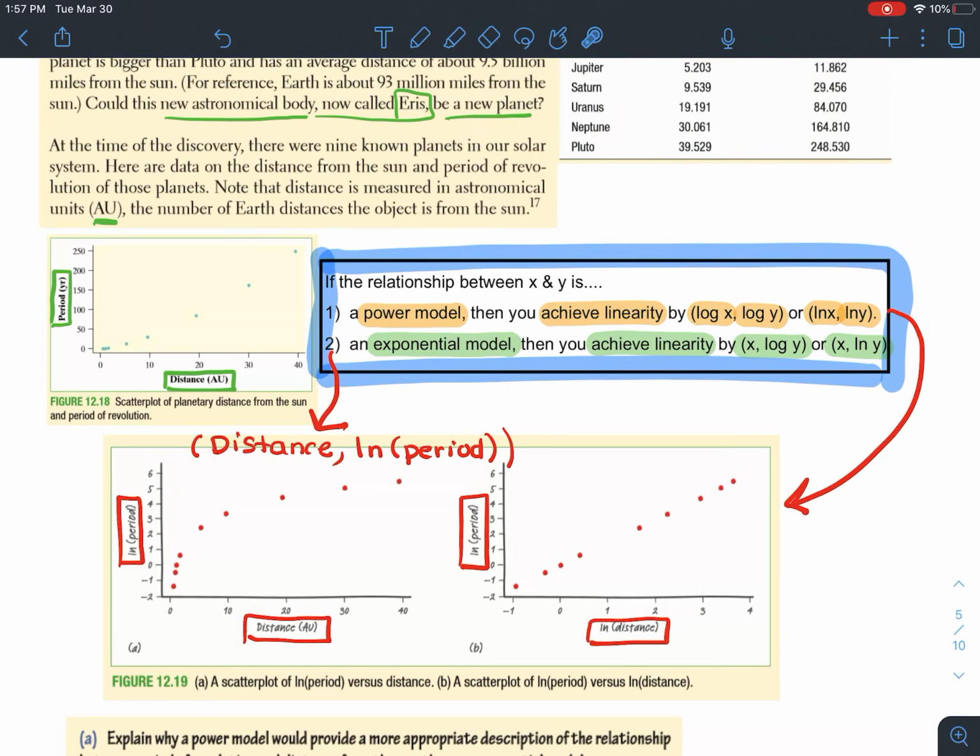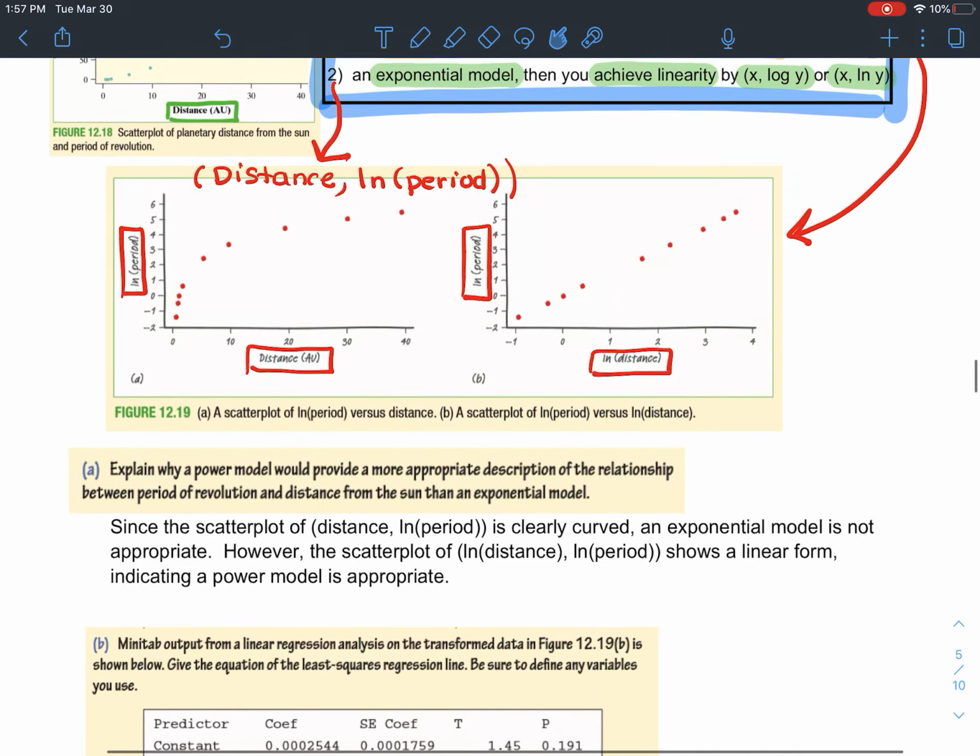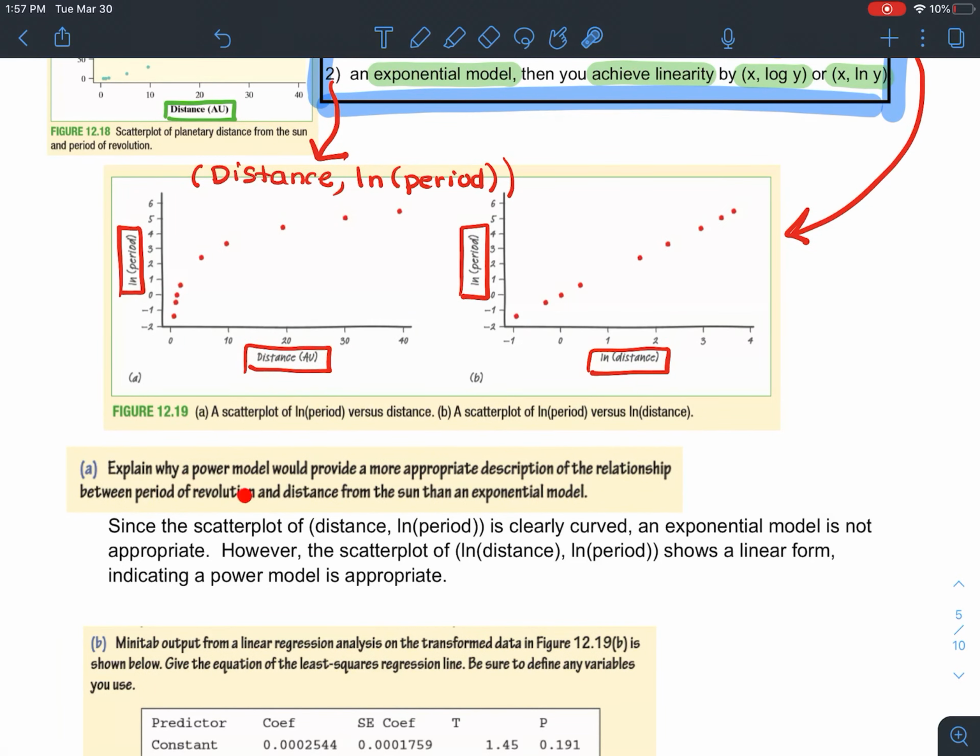So let's come on down here and look at part A. Part A says, explain why a power model would provide a more appropriate description of the relationship between the period of revolution and the distance from the sun than an exponential model.